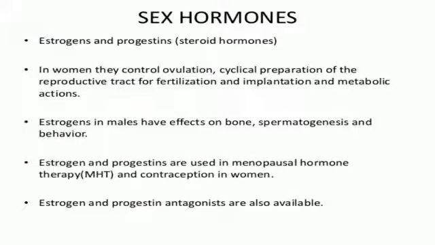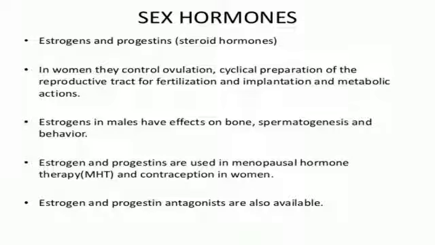Then let's see the sex hormone. Sex hormone, also known as a sex steroid. The sex hormone includes androgen, estrogen and progesterone. Estrogen and progestins are the steroid hormone. In a woman, they control the ovulation, cyclical preparation of the reproductive tract for fertilization and implantation, and the metabolic action. Estrogen in male have effect on bone, spermatogenesis and behavior.